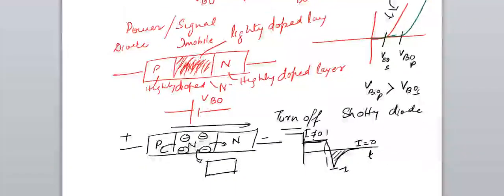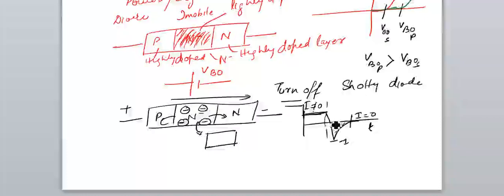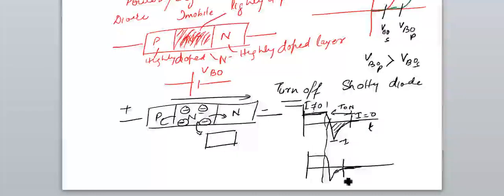The time which you invest during turn off is this time. If you minimize this time, suppose this is another diode, you see the minimization of the time. If you minimize this turn off time, you will say that this is a fast recovery diode.